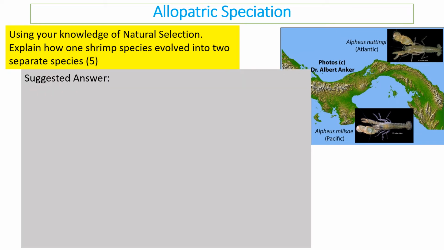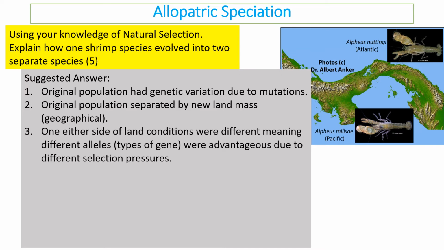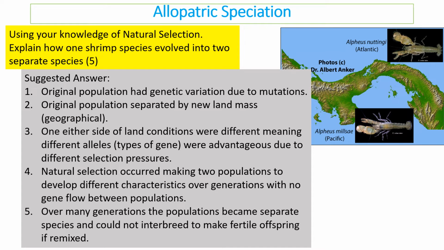I would suggest you answer it like this, and this could be applied to any example. The original population, when they were mixed, had genetic variations due to mutations. They were then separated due to geographical isolation by the new landmass. On either side, there were then different conditions, meaning different alleles, which are a type of gene, were advantageous. Natural selection occurred on both sides, making them develop different characteristics over generations, and there was no gene flow between the populations because of this landmass between them. This then meant that over generations they became separate species, and if they were mixed together now, they could not breed to make fertile offspring.